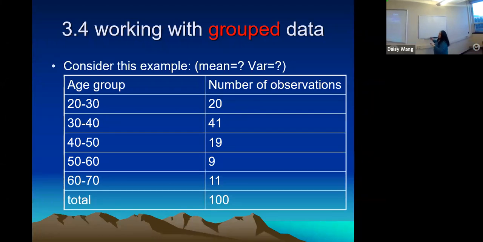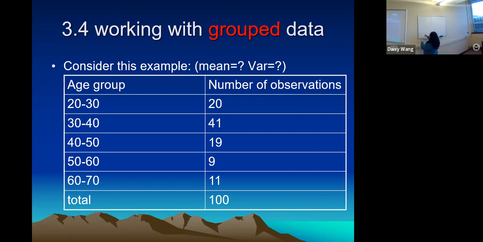If this is easy, we can see it's 25. But if it's something like 12 to 16, what we do is take the two numbers, add them up, and then divide by 2. So in this case, the midpoint is 14. And in that case, 20 plus 30 divided by 2 is 25. So we use 25 times the number of observations.